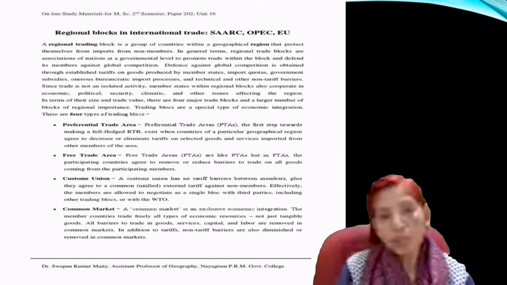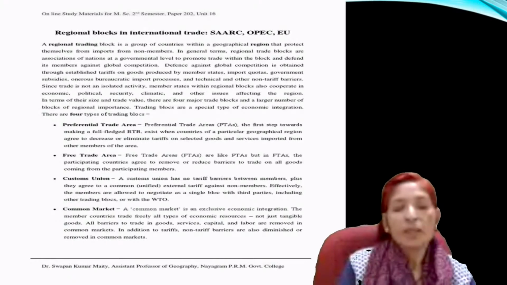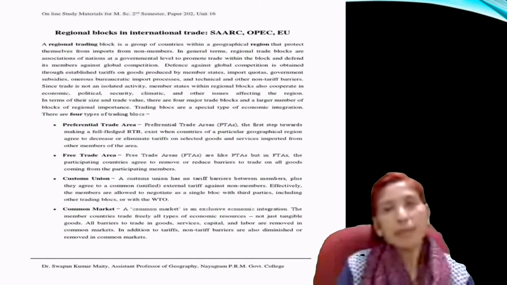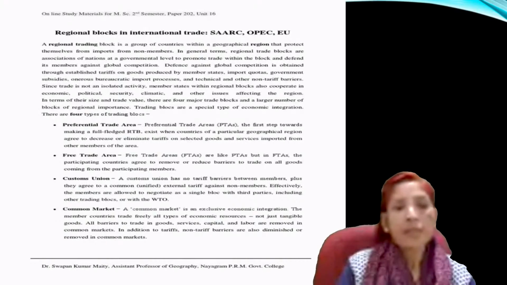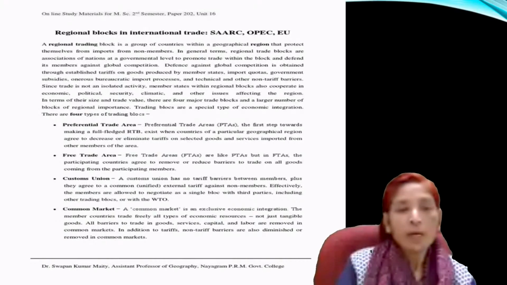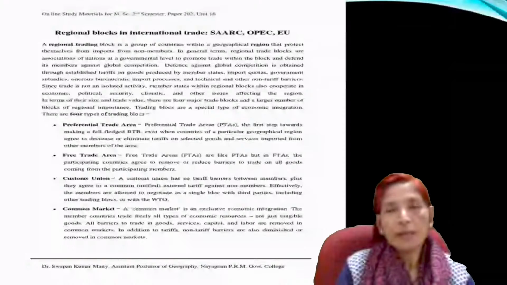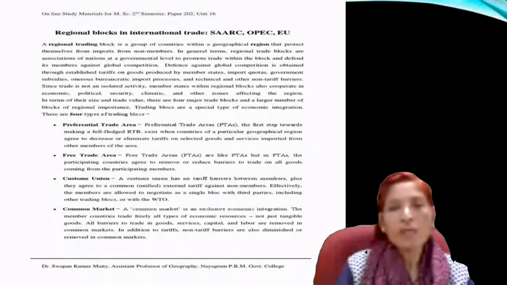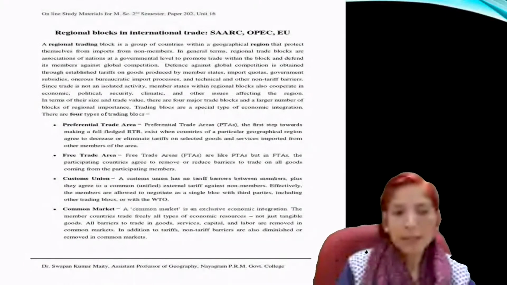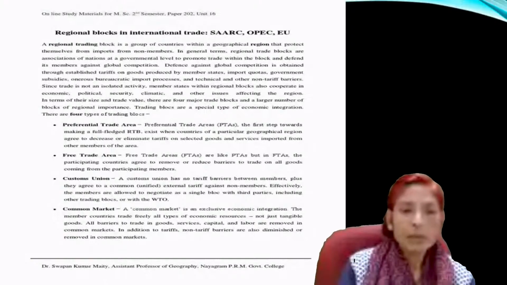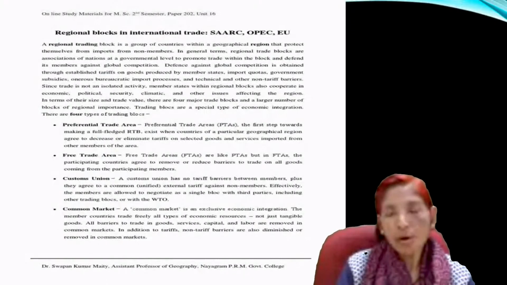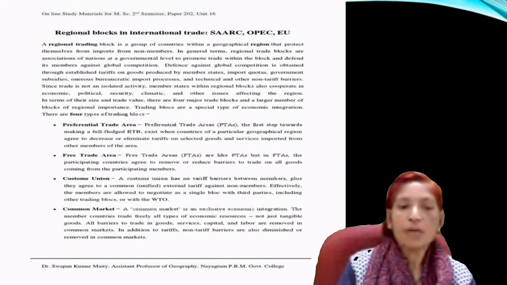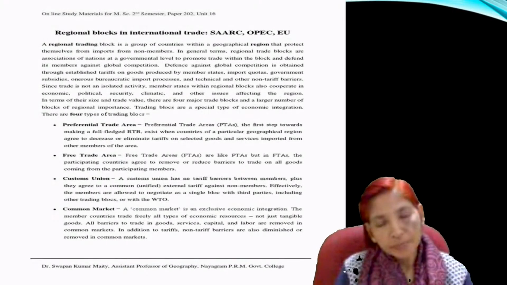A customs union has no tariff barrier between members, plus they agree to a common or unified external tariff against non-members. Effectively, the members are allowed to negotiate as a single block with third parties, including other trading blocks or with the WTO.